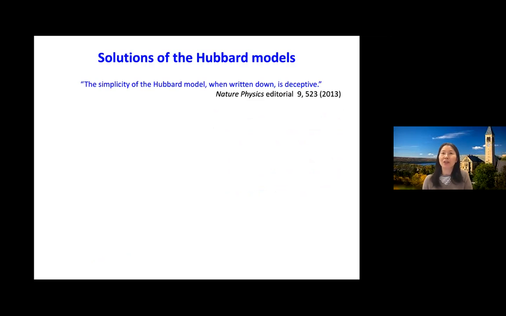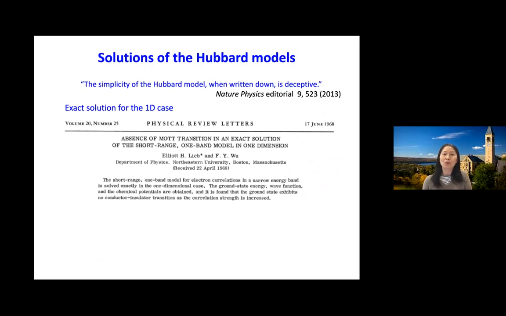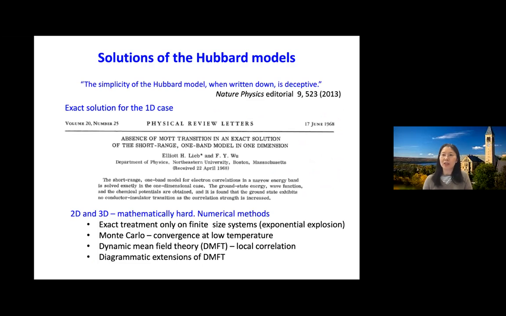The model looks very simple, but this is very deceptive. The exact solution exists only in 1D, and in 2D and 3D, it's very complicated. Although we are getting better with all kinds of numerical methods, a physical realization of the model in 2D and 3D can play the role of a quantum simulator. Therefore, it has a very important role to play in solving the strong correlation problem.